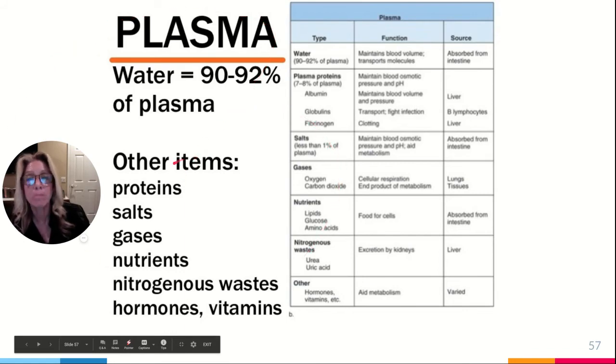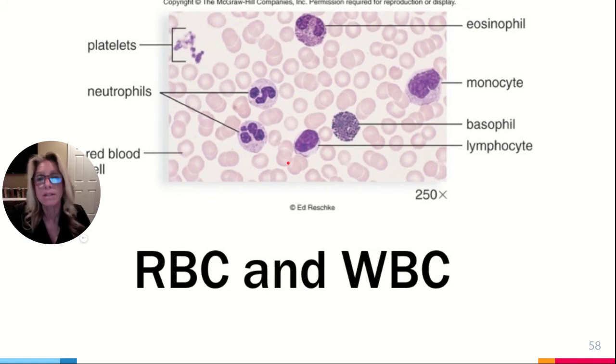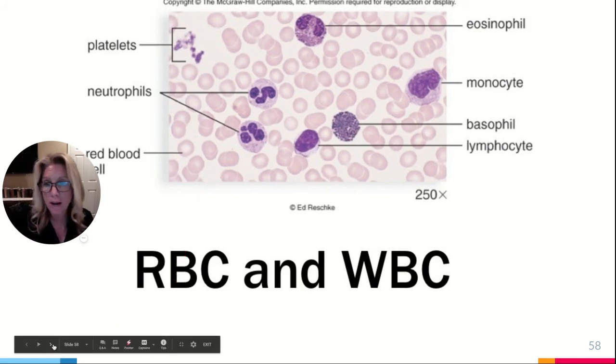That's the liquid part, mostly water. The formed elements: you have red blood cells, white blood cells, and platelets. So mostly red blood cells. The job of red blood cells is to carry oxygen. So how do they do that?